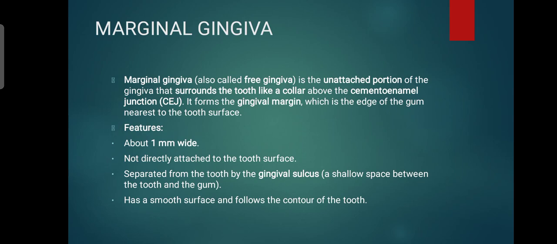Marginal gingiva, also called free gingiva, is the unattached portion of the gingiva that surrounds the tooth like a collar above the cemento-enamel junction. Now, the cemento-enamel junction is the junction between the crown and the root of the teeth. The crown is covered by enamel and the root is covered by cementum. It forms the gingival margin, which is the edge of the gum nearest to the tooth surface. It is about 1 millimeter wide. It is not directly attached to the tooth surface. It is separated from the tooth by the gingival sulcus, a shallow space between the tooth and the gum. It has a smooth surface and follows the contour of the tooth.